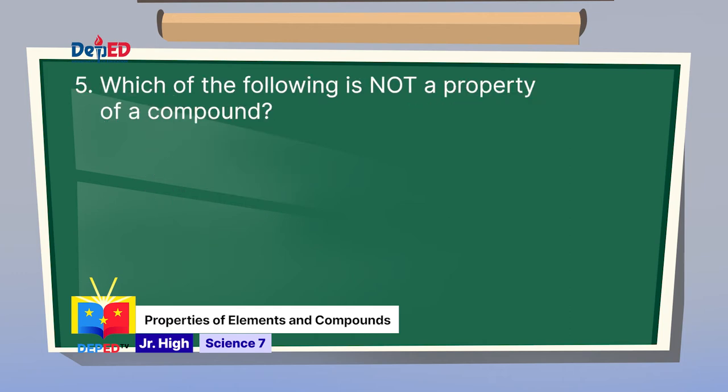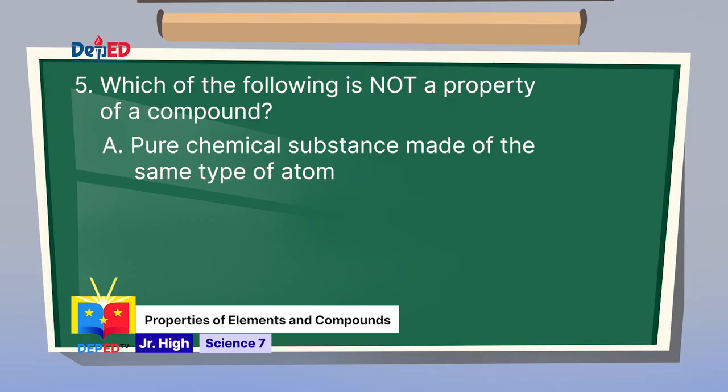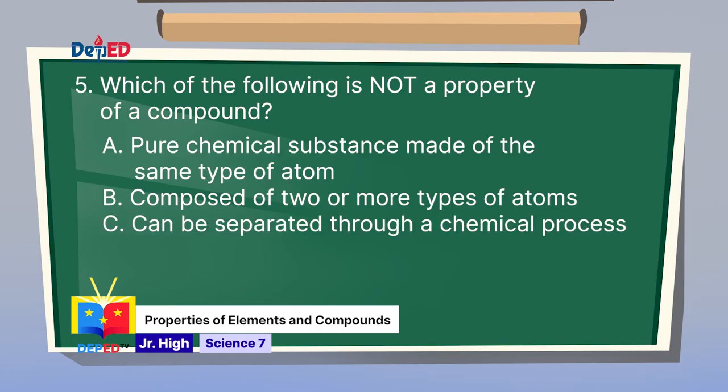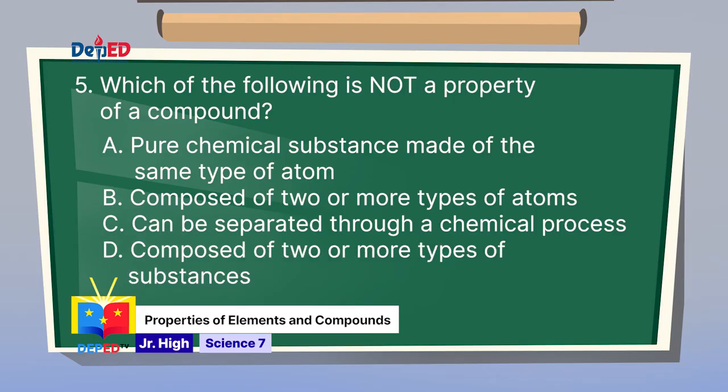Number 5. Which of the following is not a property of a compound? A. Pure chemical substance made of the same type of atom. B. Composed of two or more types of atoms. C. Can be separated through chemical process. D. Composed of two or more types of substances.